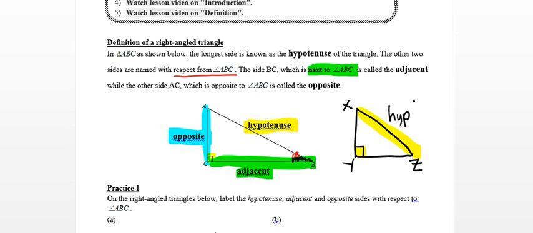Next, with respect to a particular angle, we will be able to name the opposite and the adjacent sides. For example, if I were to use angle YXZ as my reference angle, where is the side opposite to angle YXZ? The side opposite to angle YXZ is YZ. Hence, this side will be called the opposite.